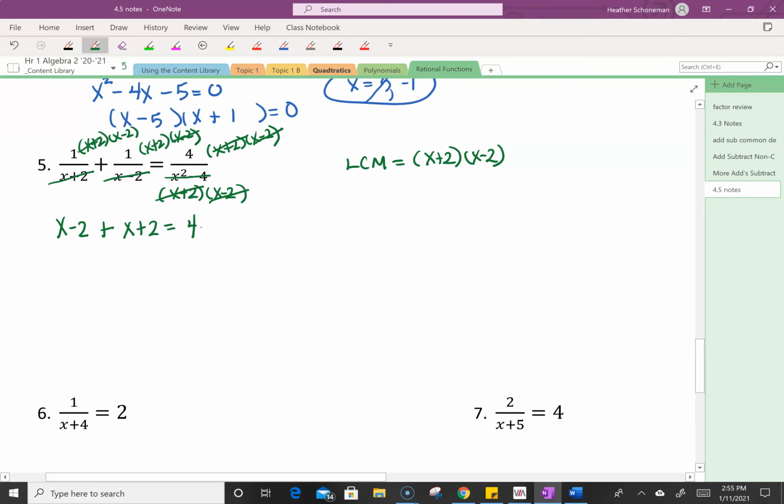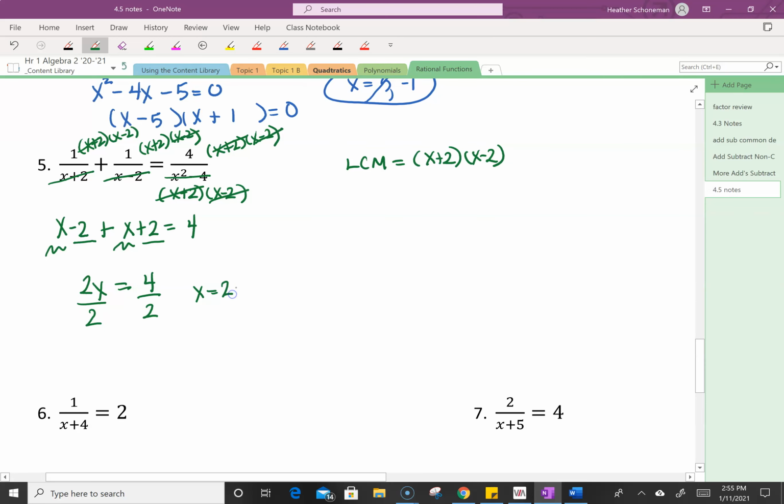Now look at this equation compared to the last 3 we've done. The highest exponent is that invisible 1. This is no longer quadratic. You're not going to solve by factoring. This one you're going to put all the x's on one side, all the numbers on the other, and then solve. So first, combine like terms. X plus x is 2x. -2 and 2 is 0 equals 4. So I'm going to solve. I'm going to divide by 2.